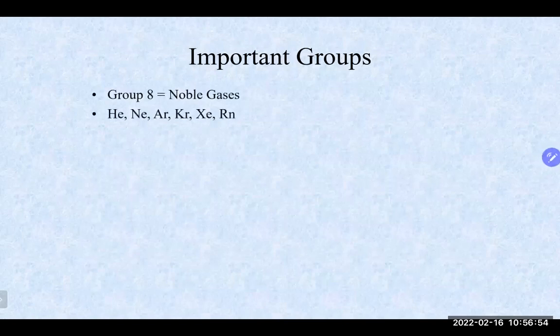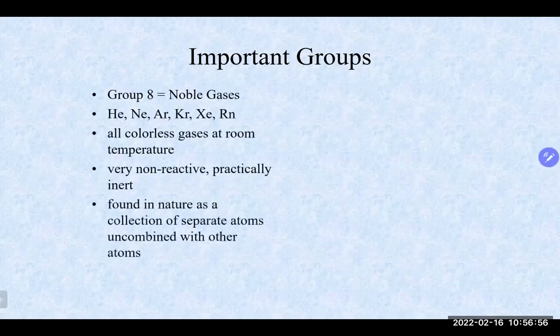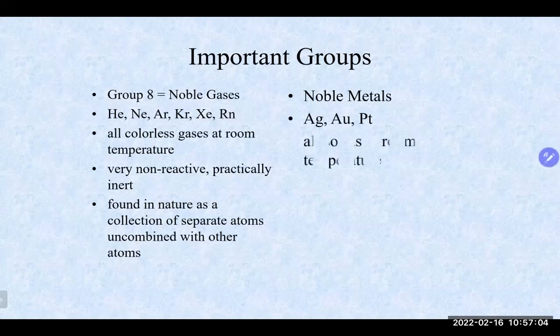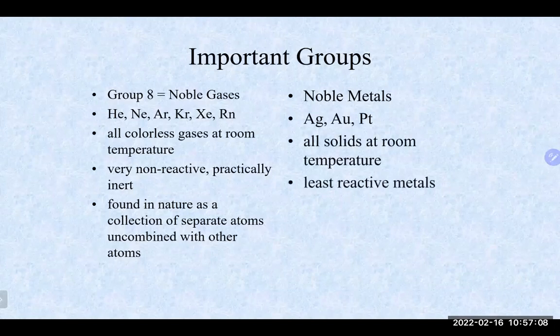All right, so a little bit more about those guys. As I mentioned before, they are monoatomic. For the most part, the noble gases are all colorless gases at room temperature. They're very non-reactive, and they're found in nature as a collection of separate atoms that are uncombined. And our noble metals as well, silver, gold, and platinum, are all solids at room temperature, and they really are the least reactive of any metals that we have.